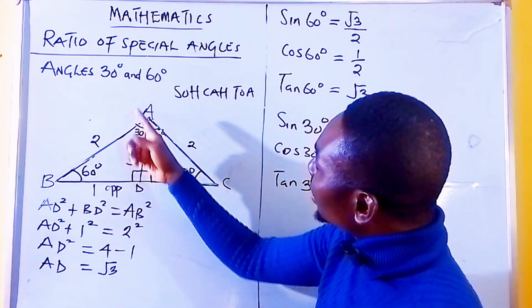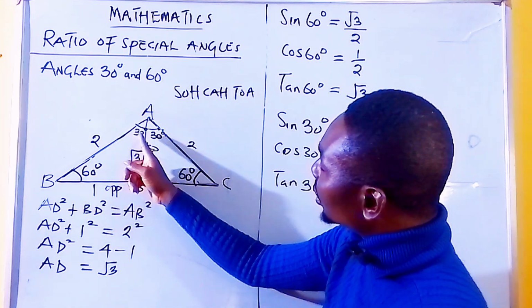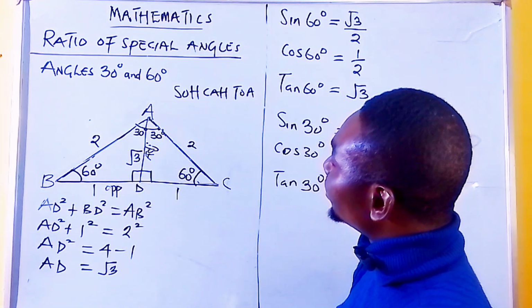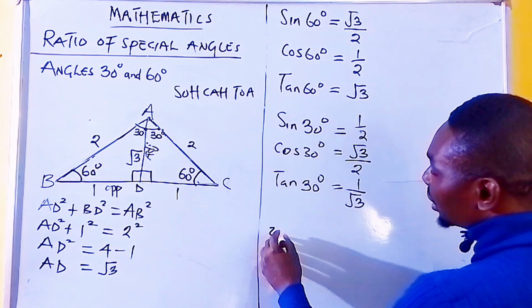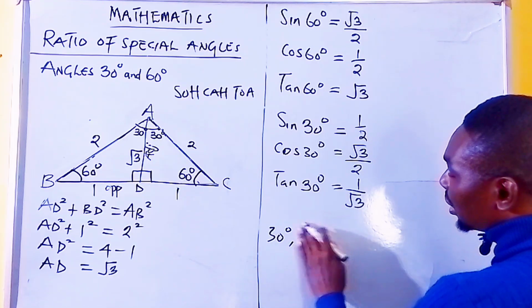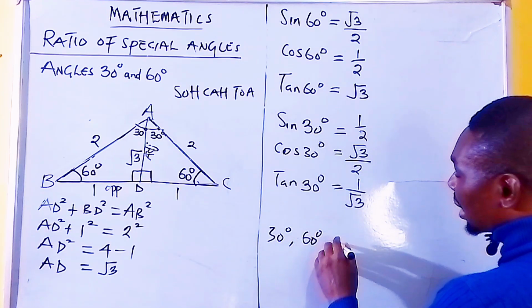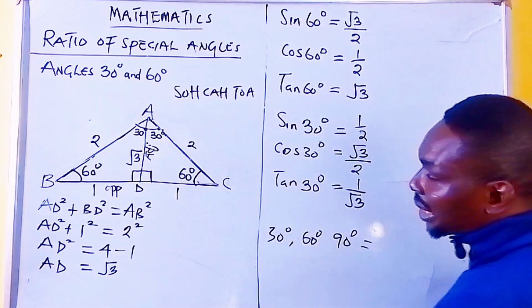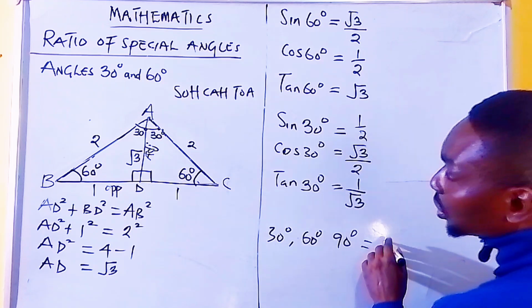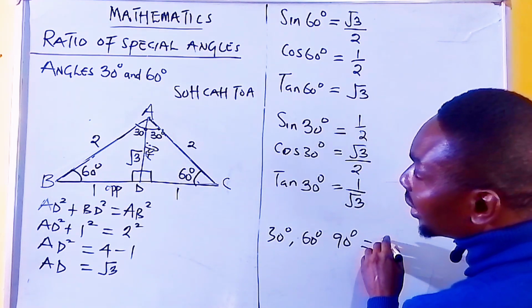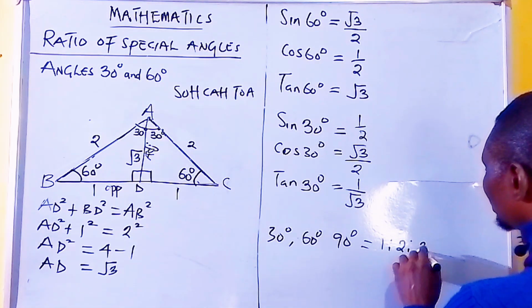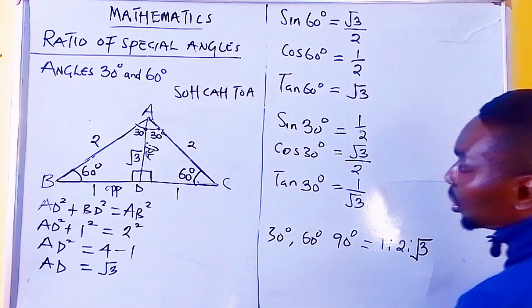So at this point, angle 30, angle 60, and angle 90 have the length ratio 1, 2, and root 3.